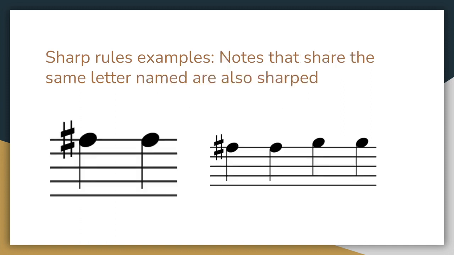Okay, sharps examples now. Notes that share the same lettered name are also sharped. So here on the left, it's showing you that both notes are sharped. And I call this a carryover sharp. The one on the left here has a sharp, and that next note is also sharped because they are the same note, and that carries over from one note into the next one. Now here's an example on the right when we have mixed notes. Those notes are sharped like before, but because the next notes are different notes, they are not sharped. So they are not affected by the sharp.